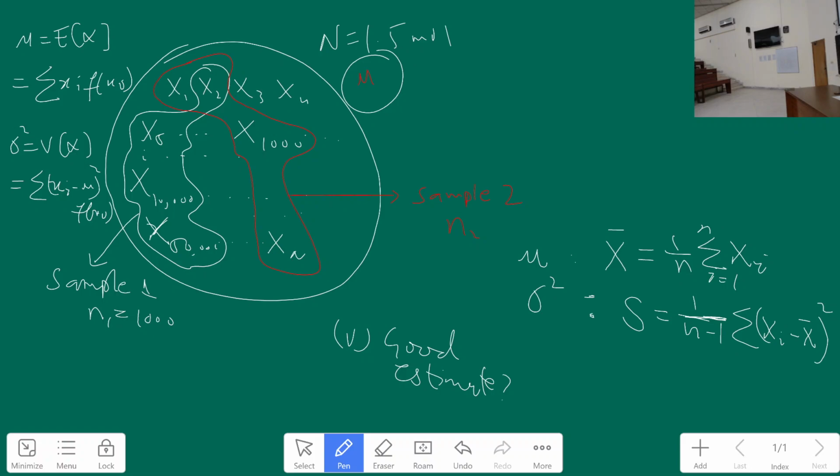What was the question we were looking at? We were looking at how they are distributed. Because we now know my estimate x bar, the sample mean, is itself a random variable. My estimate s, the sample estimate of variance, is itself a random variable. Then I want to find out how they are distributed. Why do I want to find that out? Because I want to know if they are good estimates or not. So we will see that.